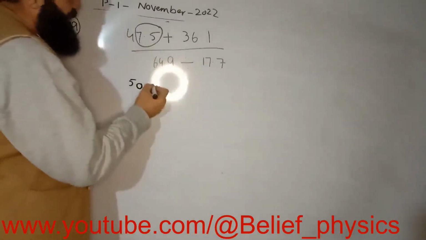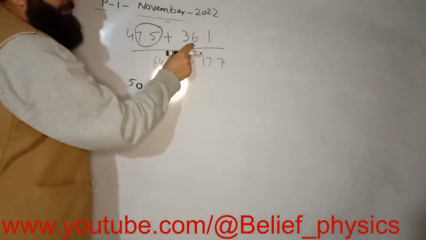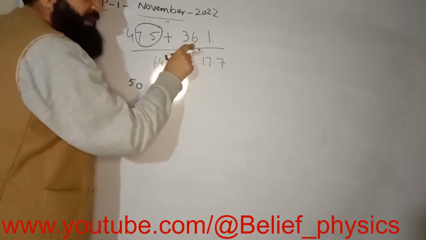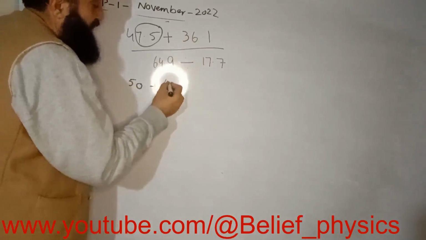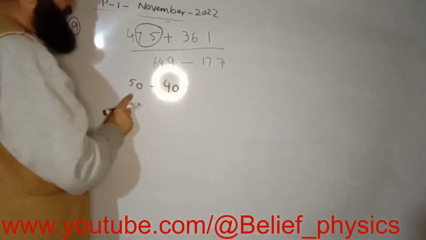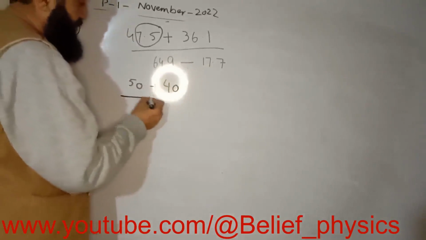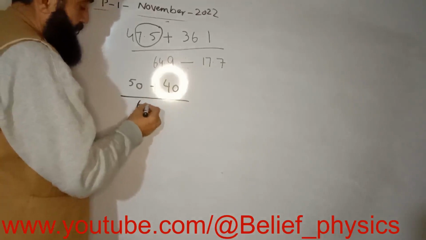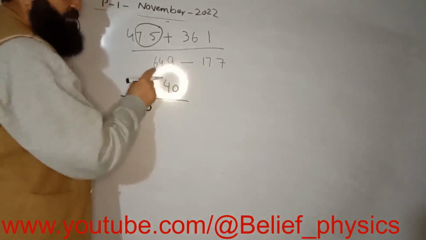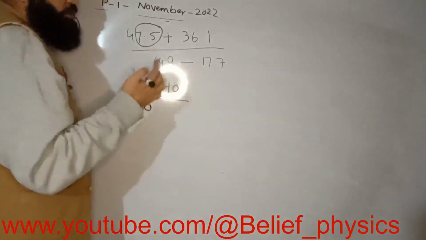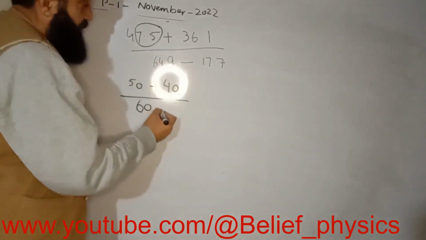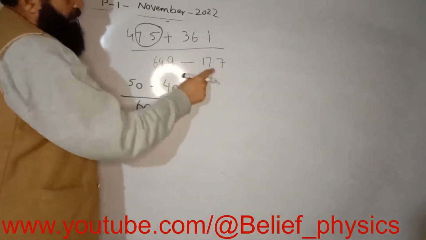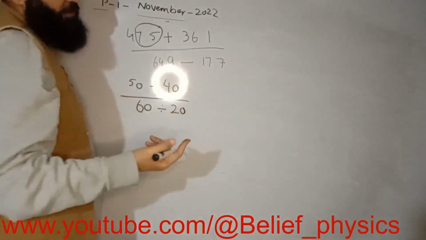Similarly, plus, if we drop 1, this will stay 36. If we drop 36, 6 is bigger than 5, so it will become 40. Now both of these numbers have one significant figure. Now again 64.9 is 60, because 64 is closer to 60 than 70. Similarly, this 17.7 will be equal to 20, because 17 is more than 15, so it will become 20.